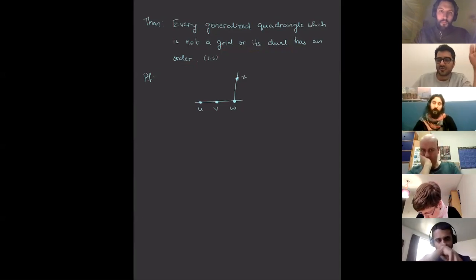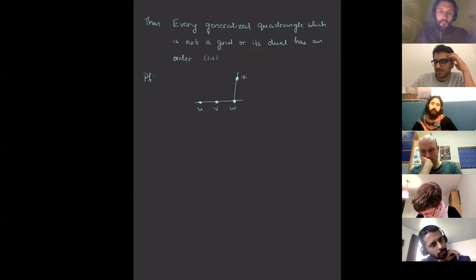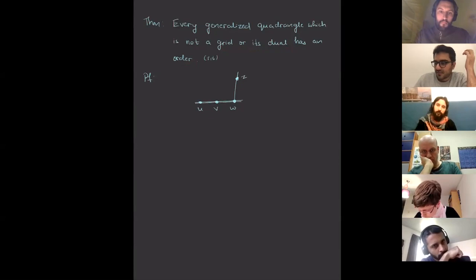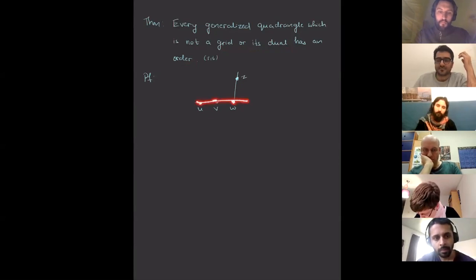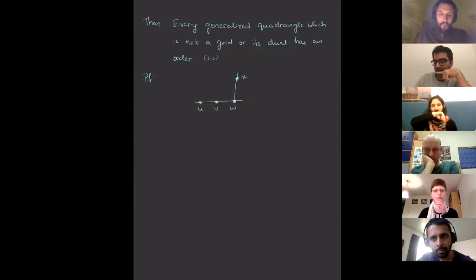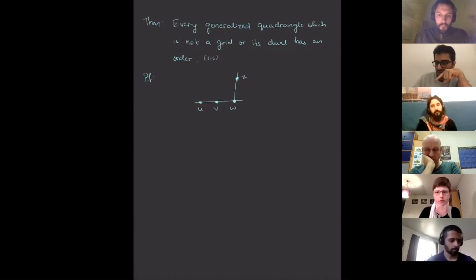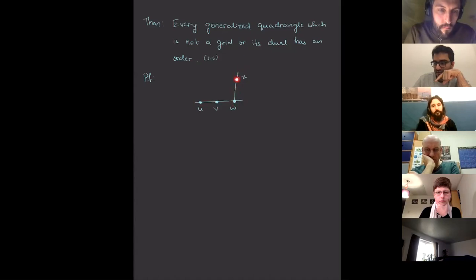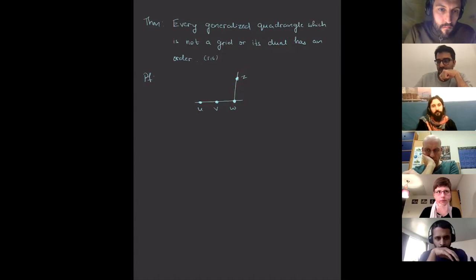So let's assume it's not the dual grid. So it's not a complete bipartite graph. So there has to exist at least one line with at least 3 points on it, right? Because if every line has 2 points, then it's just the dual grid. Now, let's say these points are u, v, w. Through this point, there are at least 2 lines. Take another one and just take any point z on that. Okay, so just this picture, how I've drawn it.